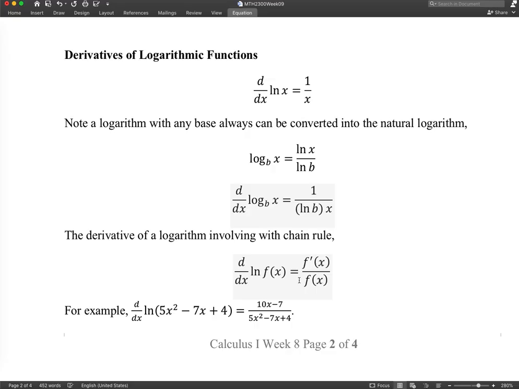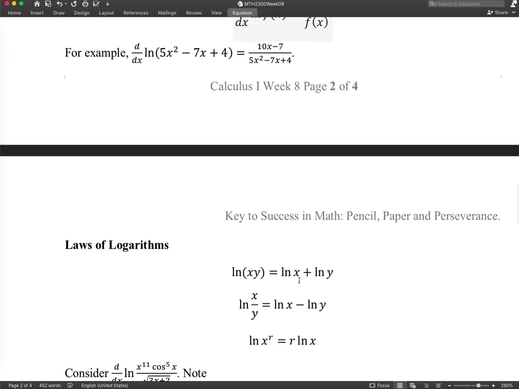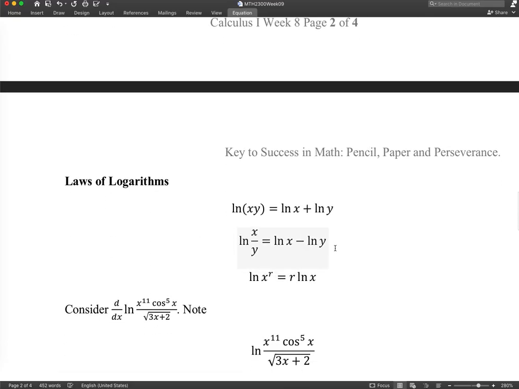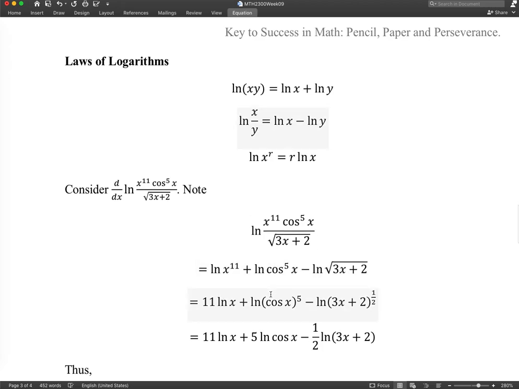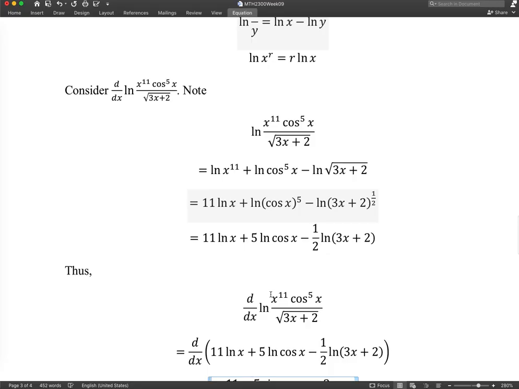And besides, you really need to know the properties or laws of logarithms, especially for the last example. Without knowing the laws of logarithms, it would be a lot more complicated. I hope it makes sense, everything makes sense to you.